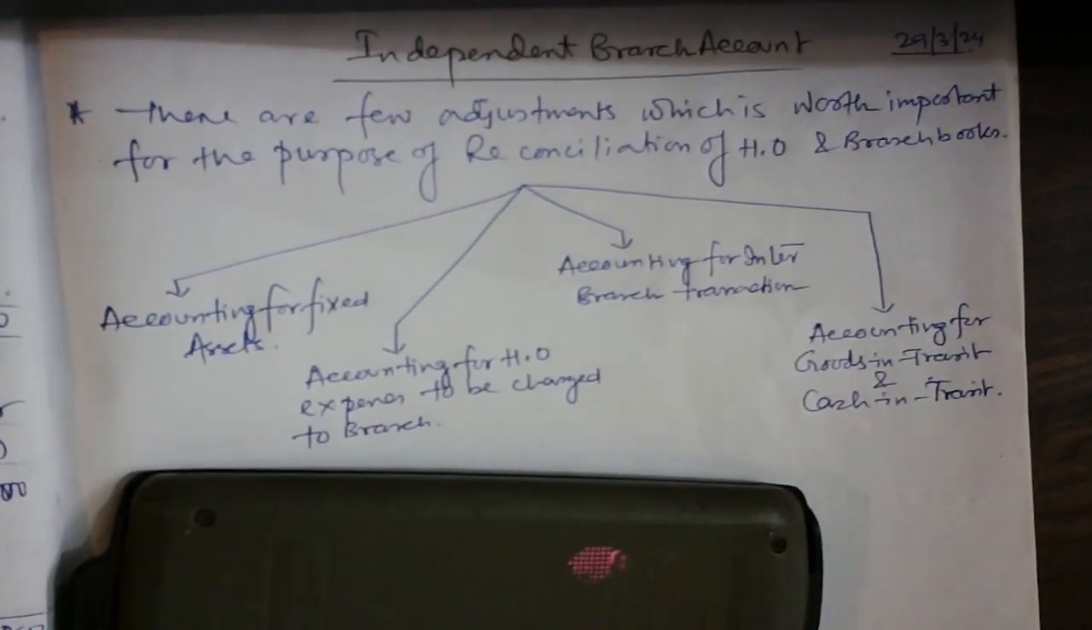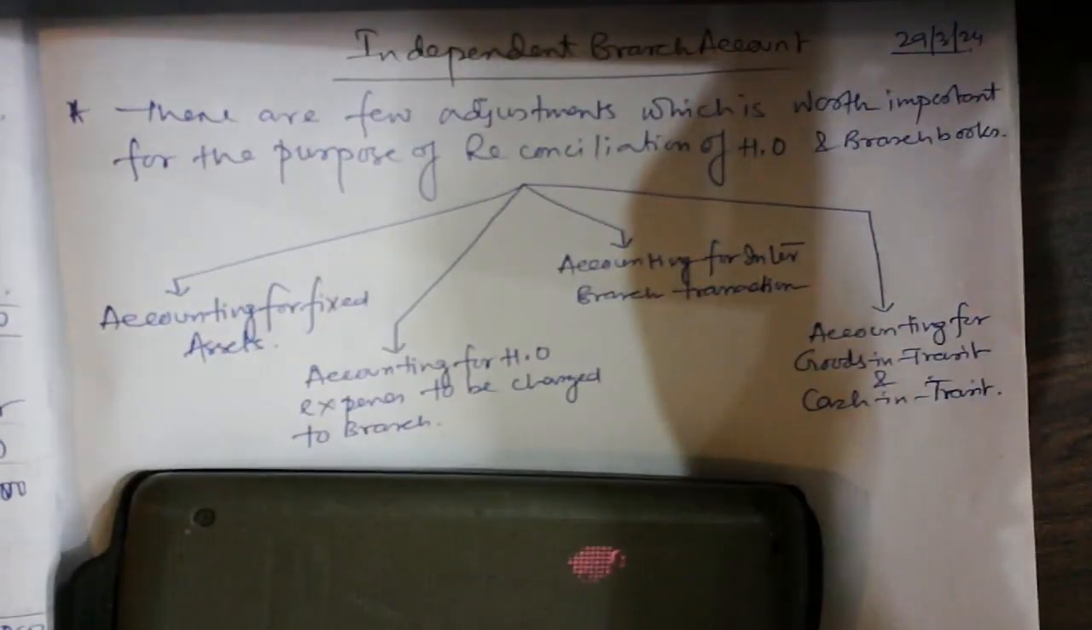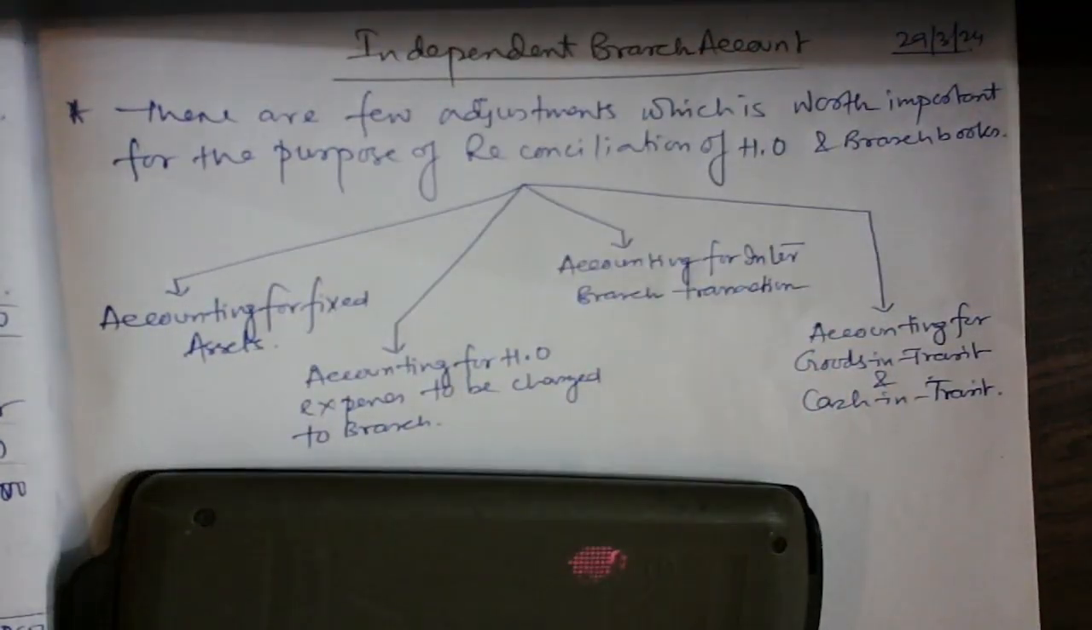So these are the four important topics that we need to take care of in this part: accounting for fixed asset, accounting for HO expense to be charged to branch, accounting for inter-branch transaction, and accounting for goods in transit and cash in transit. That is what we have done. Perfect.